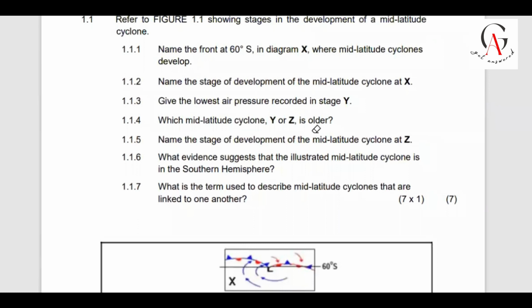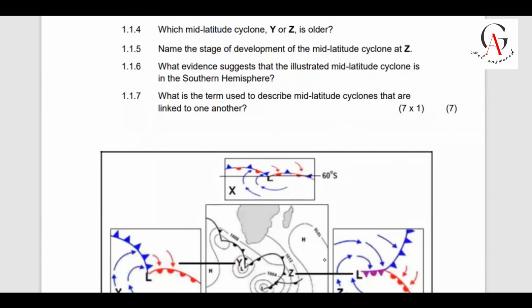So going back to our question, the front at 60 degrees in diagram X. As we all know, this is the polar front. It is at the polar front where different air masses meet, as we saw in some questions before. So 60 degrees would be our polar front. It is a front because a front is a region where different air masses meet. This could be, for example, warm air, and this could be cold air. So that's why we say the front at 60 degrees is a polar front.